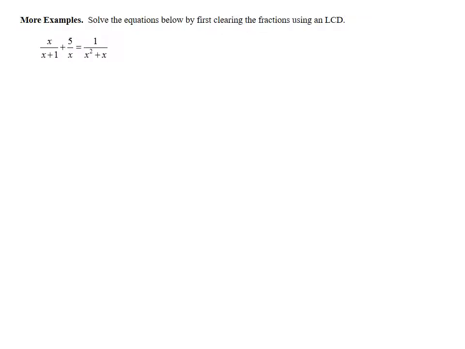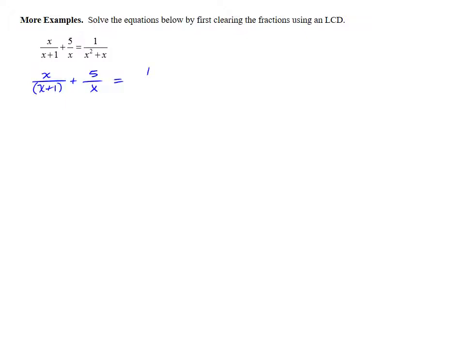The more examples, the better, so let's look at a couple more before we move on. In this equation, we have x over x plus 1 plus 5 over x equals 1 over x squared plus x. What we have here are three denominators. One of them is not factored, so let's factor it. My first one is x over x plus 1. X plus 1 isn't going to factor. Plus 5 over x. X is just by itself as well.